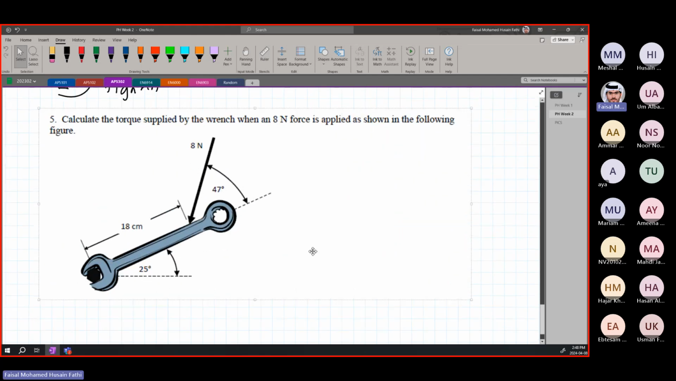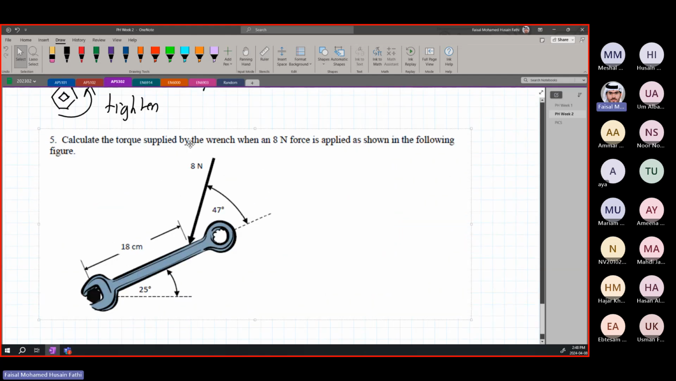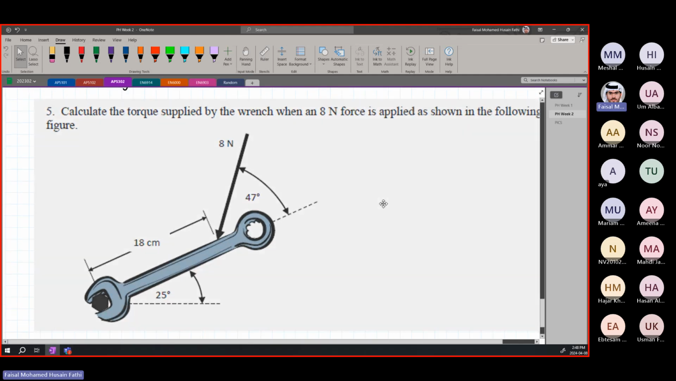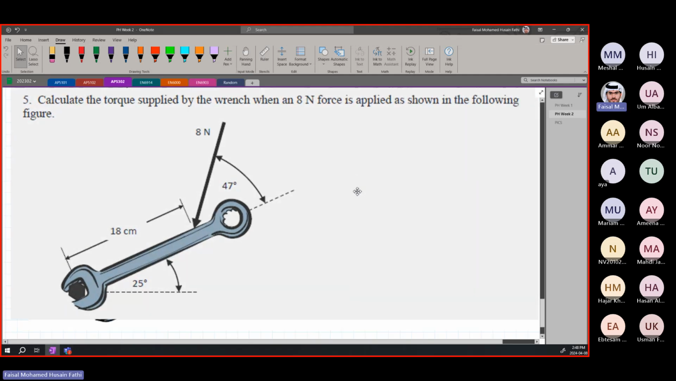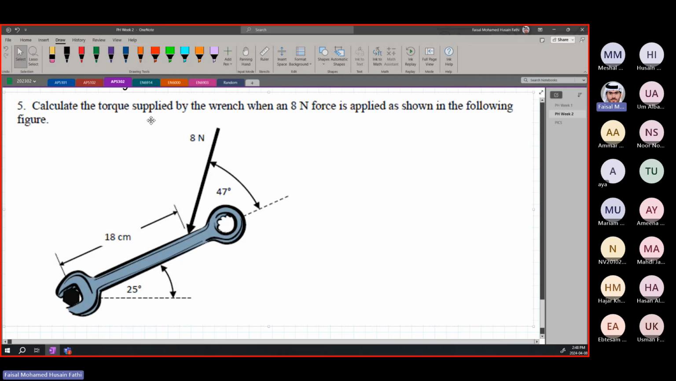So here it says calculate the torque supplied by the wrench when an 8 Newton force, inshallah this will be the last question we're going to solve today. So calculate the torque supplied by the wrench when an 8 Newton force is applied as shown in the figure below. So we have 8 newtons here, and we are given an angle, and we are given an angle again. So we have a lot of angles that we're going to have to deal with. It's nothing to worry about. We're just going to go step by step here.